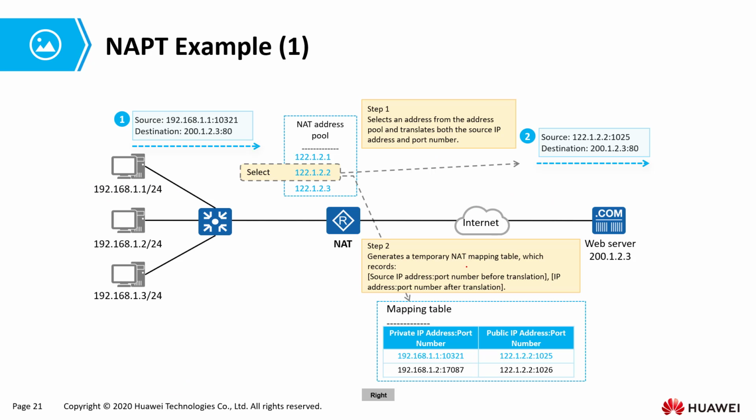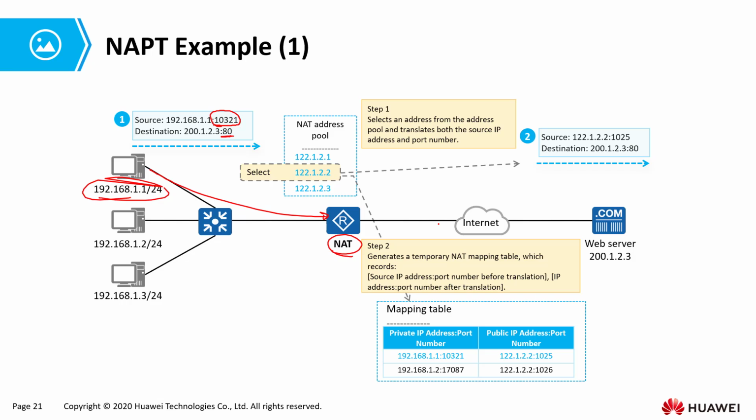Let us look at an example of this. In this example, we have host 1 communicating from port 10321 to the web server 200.1.2.3. So this packet will come right to the NAT device.